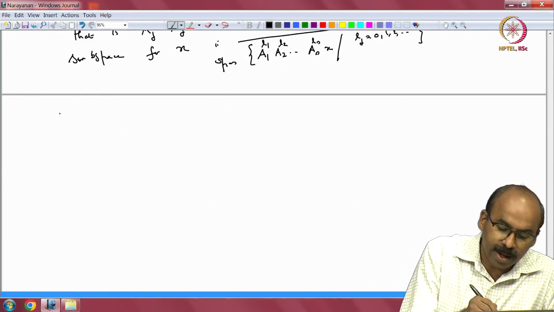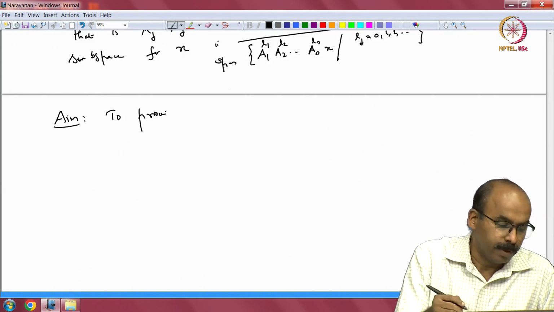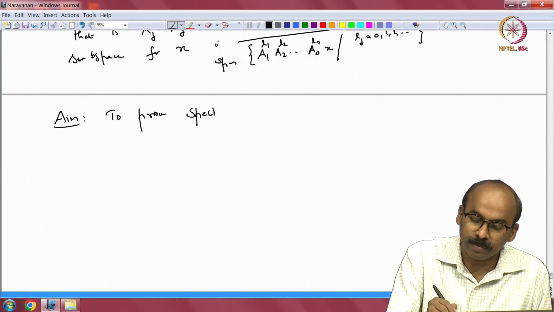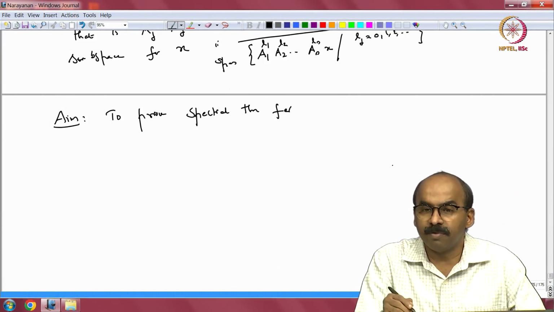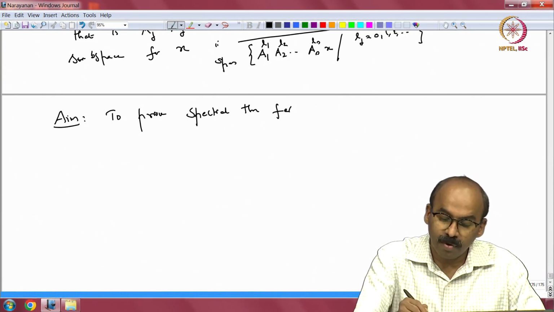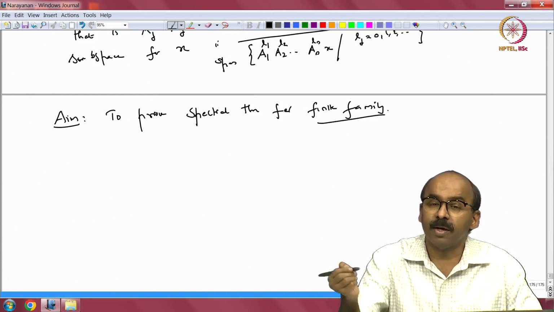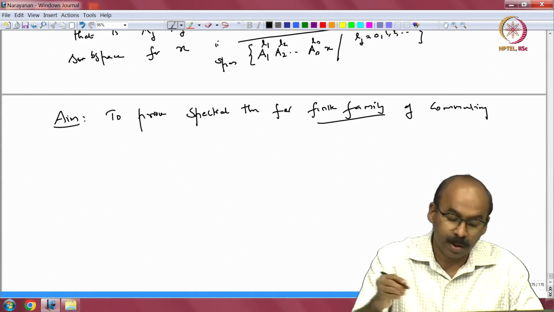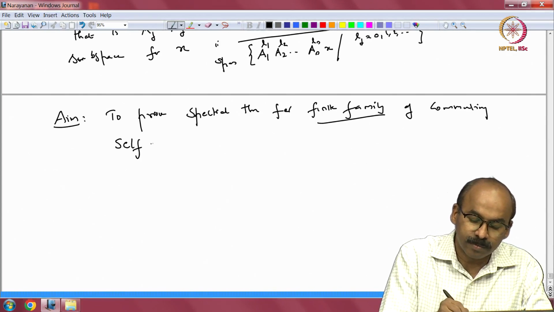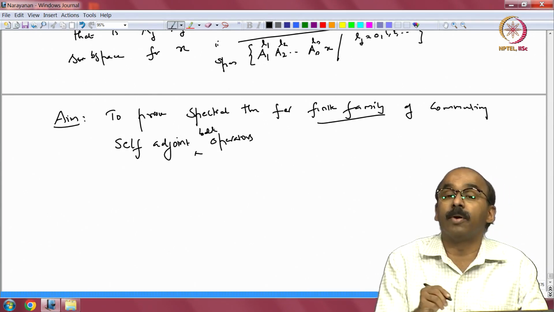Okay. So, what is our aim? Aim is to prove the spectral theorem for a commuting family of finitely many self adjoint operators. Okay. So, for a finite family of commuting self adjoint operators, of course bounded, we only look at bounded operators.